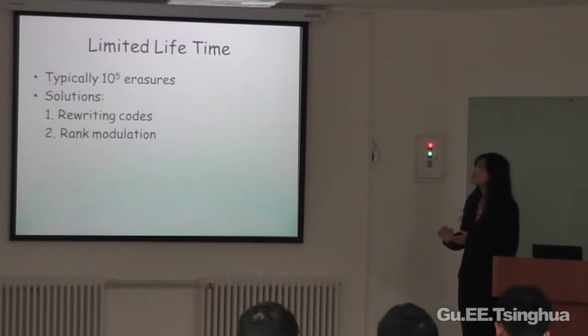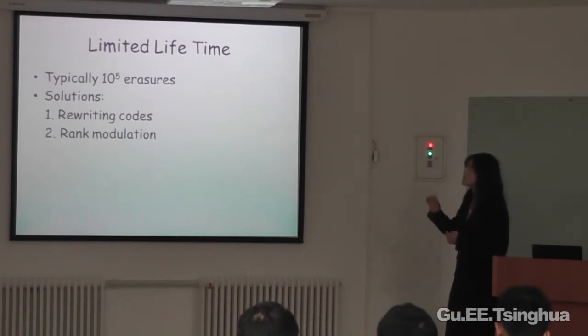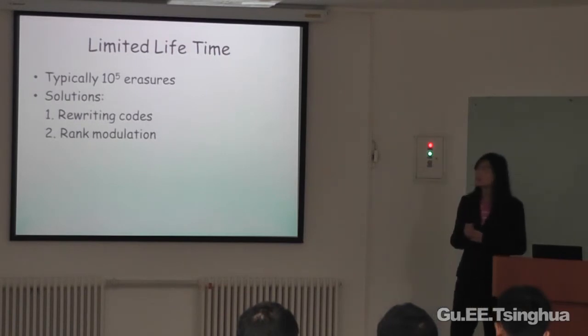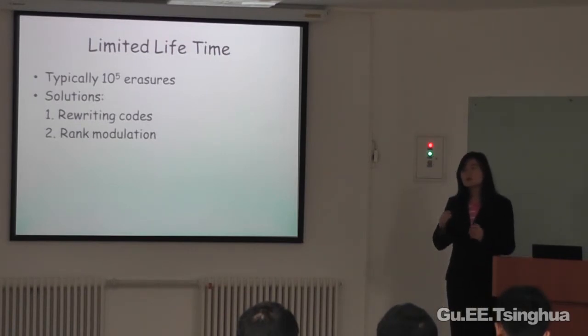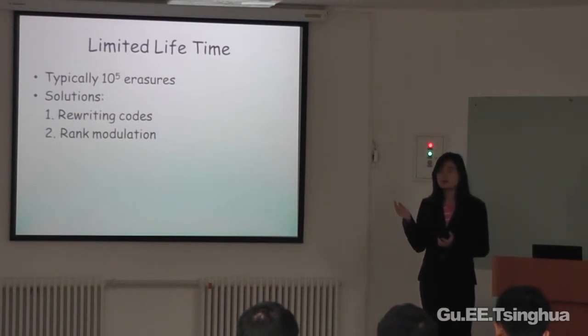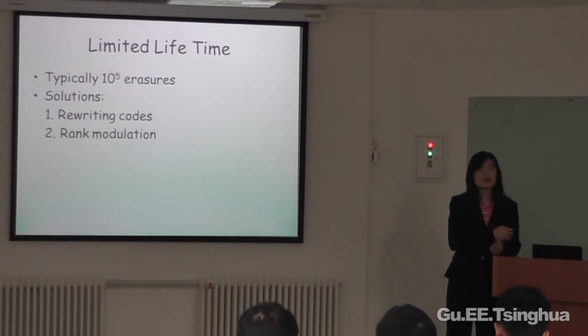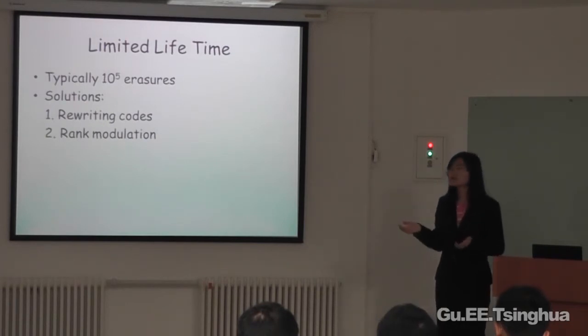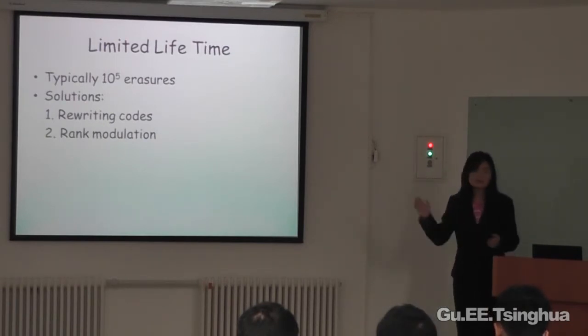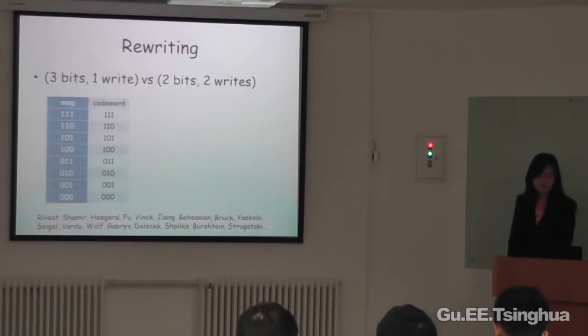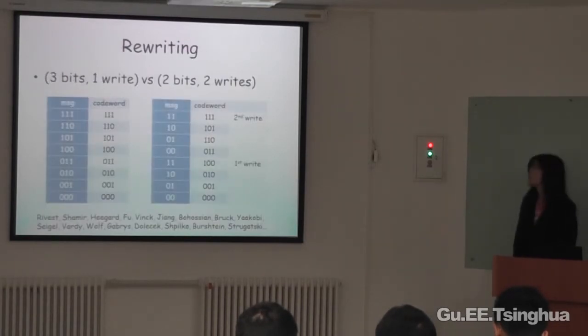There is some work that has been done in order to avoid erasures, and there are two solutions. The first one is the so-called rewriting codes, which try to write, or program, as many times as possible, and erase only after a large number of writes. The second is rank modulation, and I will talk more in detail about it. So maybe I'll skip the rewriting example.